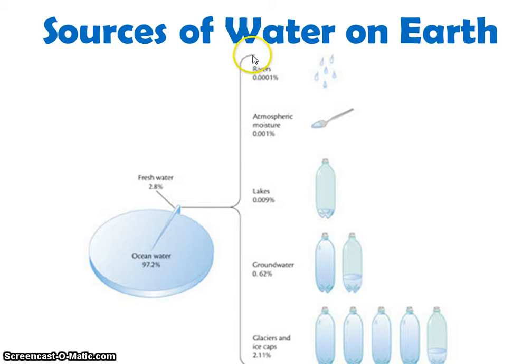So most water on Earth is salt water. Of the fresh water, most of that water is stuck in our ice caps and our glaciers. So that's really important to remember. Okay? With that concludes our water cycle notes. If you have any questions, make sure you ask.